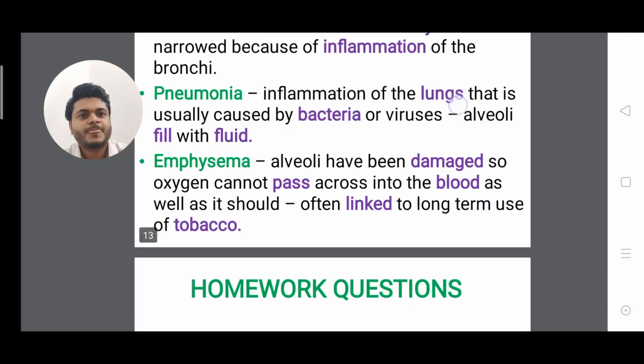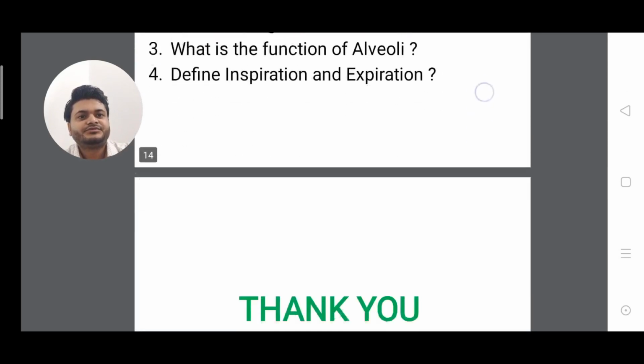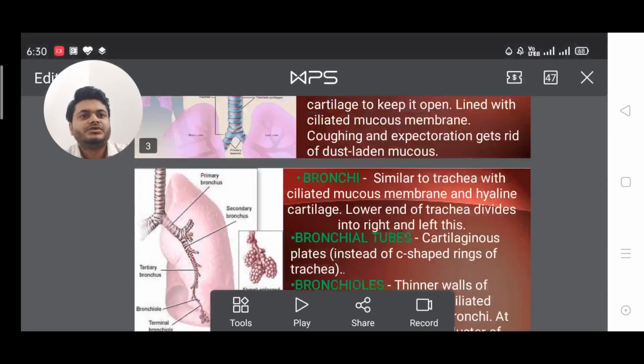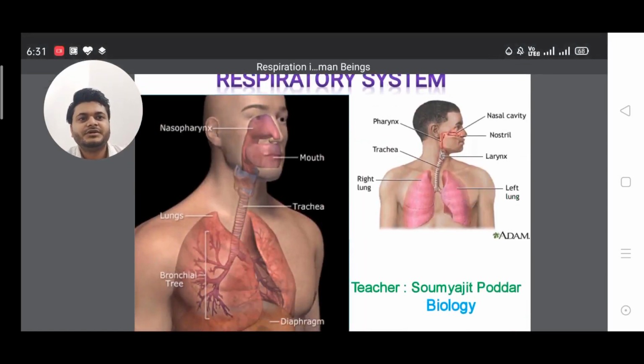So these are the homework questions. We'll study. You should know this respiratory system very nicely. First, we are taking in air that is mostly filled with oxygen into the nasal cavity. First is the nostril, then the nasal cavity, then the trachea, then bronchi, then bronchioles, then ultimately the alveoli.